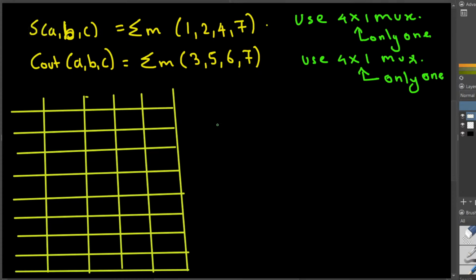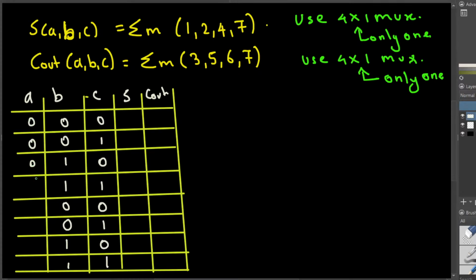Okay, let's see. So first, we are going to have A, B, C variables. These are control signals actually, A, B, C control signals. And then we are going to have the sum and the carry out. So since we have 3 variables, it's going to be 0, 1, 0, 1, 0, 1, 0, 1, 0, 0, 1, 1, 0, 0, 1, 1, and then 0, 0, 0, 0, 1, 1, 1, 1. Okay, so these are the 8 different alignments.